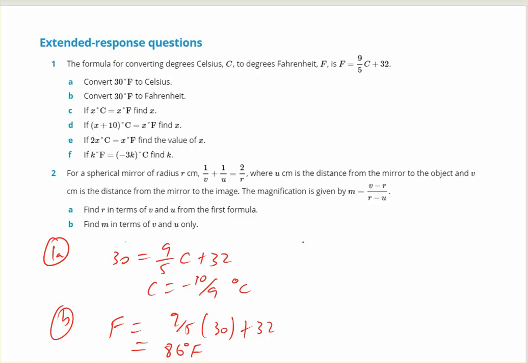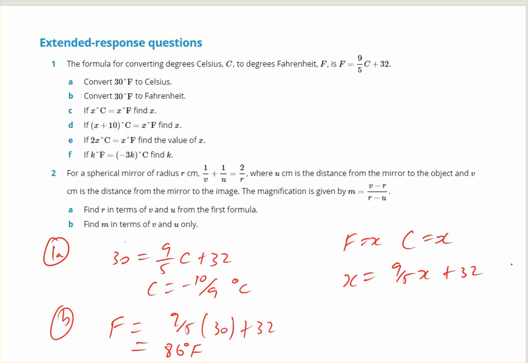Part C: if x degrees Celsius equals x degrees Fahrenheit, find x. If they were equal, and this isn't true in real life, how would you approach it? This is how I'd approach it. They're saying x degrees Fahrenheit equals x degrees Celsius. So essentially F equals x and C also equals x. So you're saying that x equals 9 on 5 x plus 32.